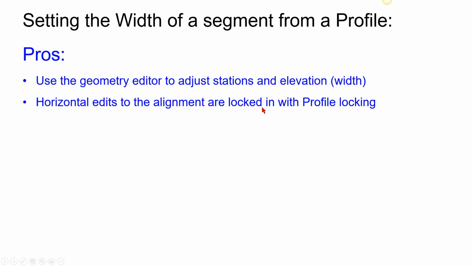Horizontal edits to an alignment are locked in with profile locking. So if you're using 2015 or higher, which most people are, you have the ability to actually lock proposed profiles to the alignment. So if my alignment widens, lengthens, or changes locations, maybe a PI gets taken out, a PI gets entered, I have the ability to lock that profile down to my horizontal alignment.